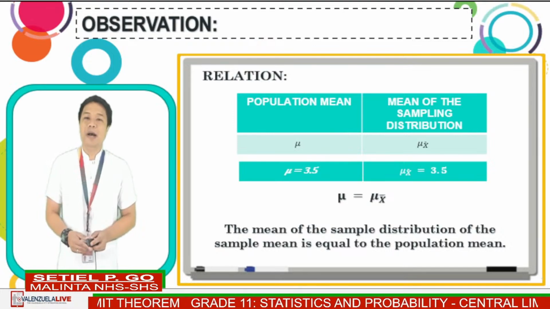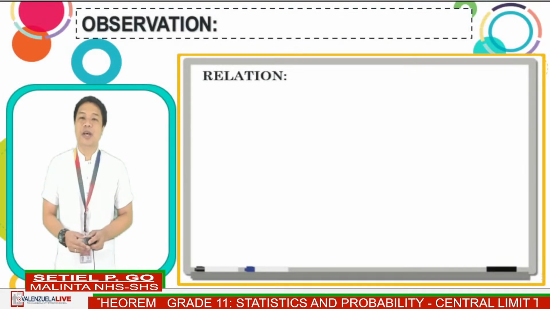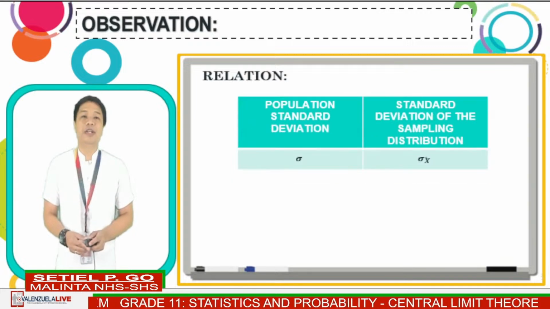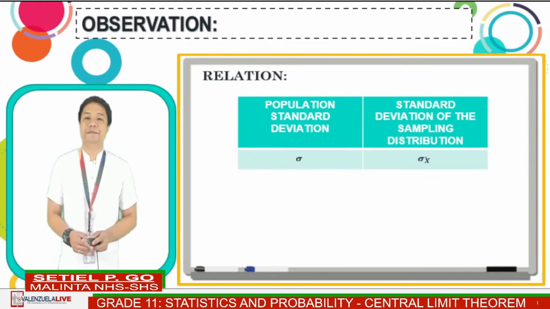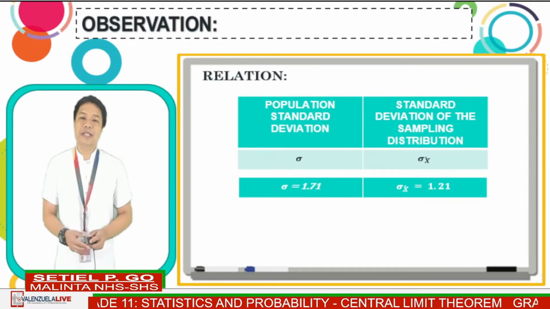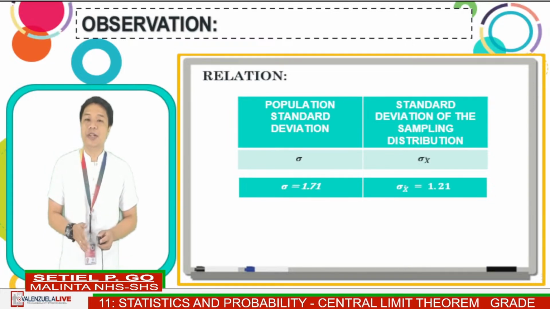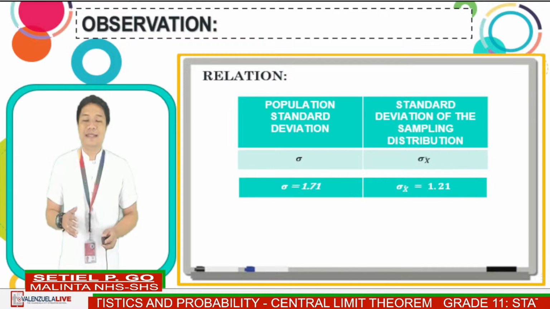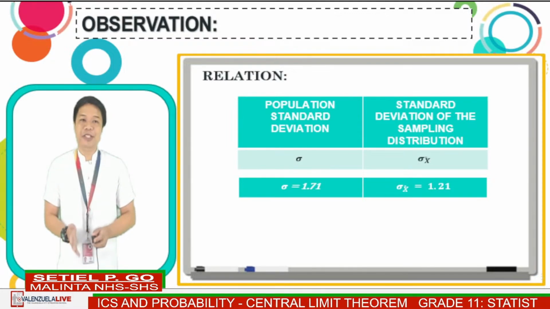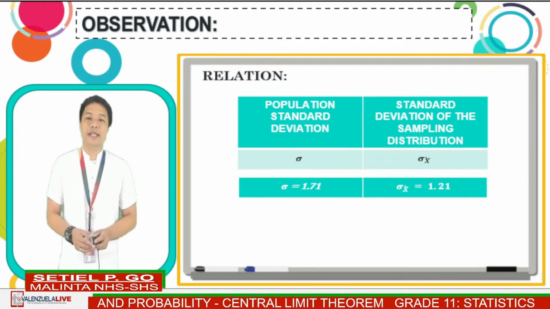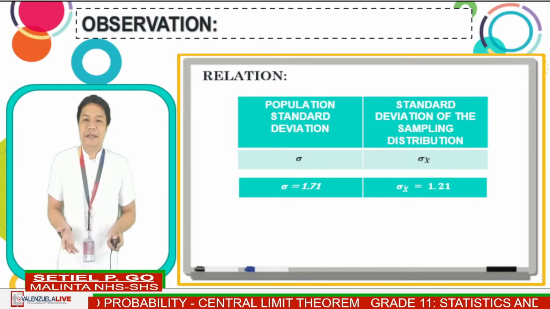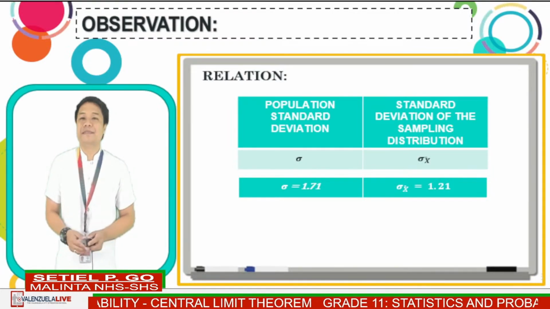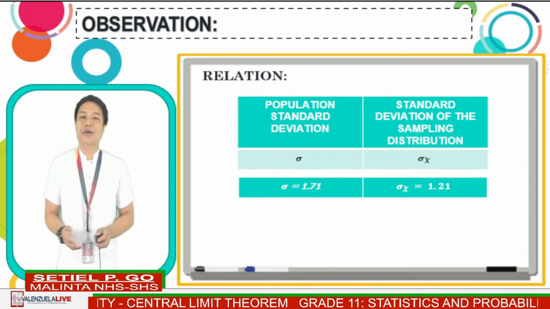This time, how will you describe the relation of the population standard deviation and the standard deviation of the sampling distribution? We know that the standard deviation of the population is 1.71, while the standard deviation of the sampling distribution is 1.21. It seems like the two values are not even related. But let us look further.